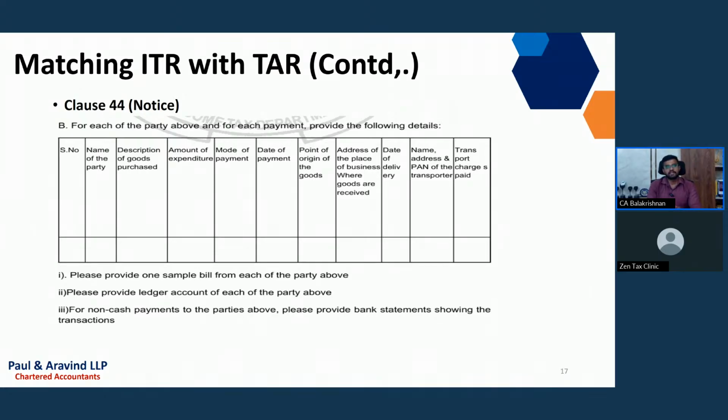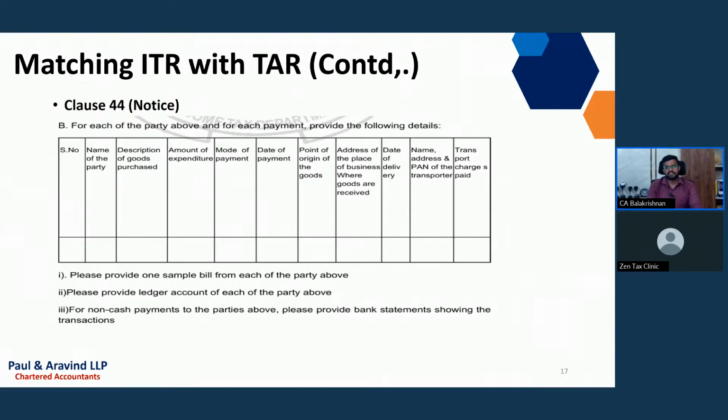They have asked the name of the party, description of goods purchased, amount of expenditure, mode of payment for unregistered purchases, whether we have paid through cash or account mode, electronic mode, and date of payment, point of origin of goods, which means where we have purchased the goods, address of the place of business where goods are received, that is the assessee's address, date of delivery, and name, address and PAN of the transporter, because if goods are involved, then transport definitely gets involved.